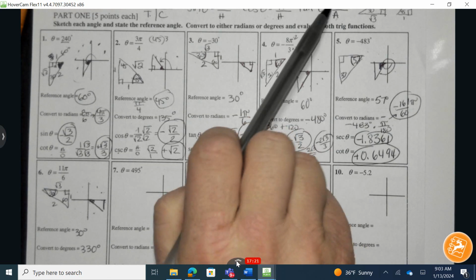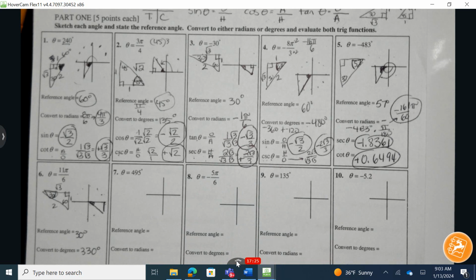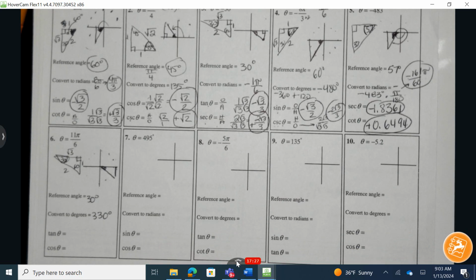Tangent is going to be opposite over adjacent. The dog's back. Give me 1 second. Come on, Peter.